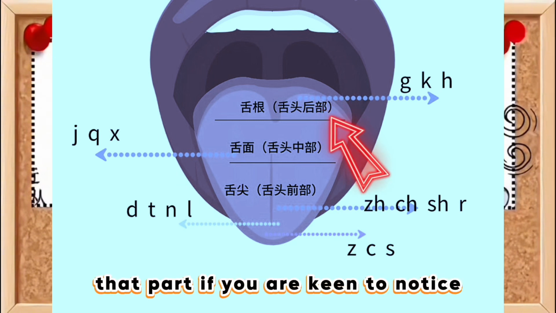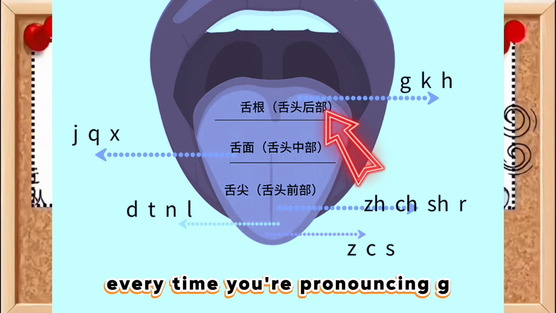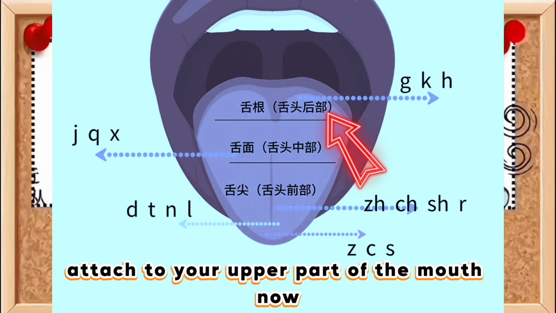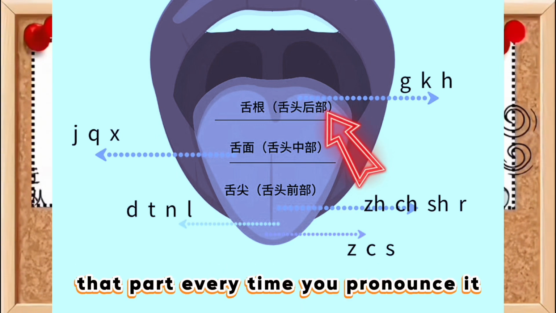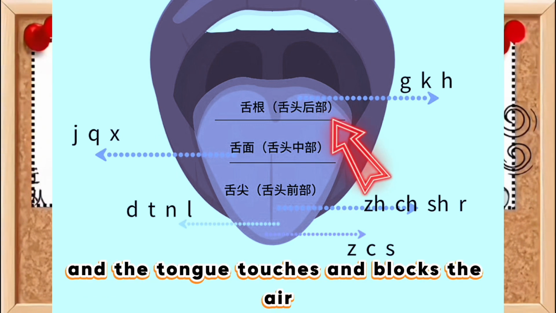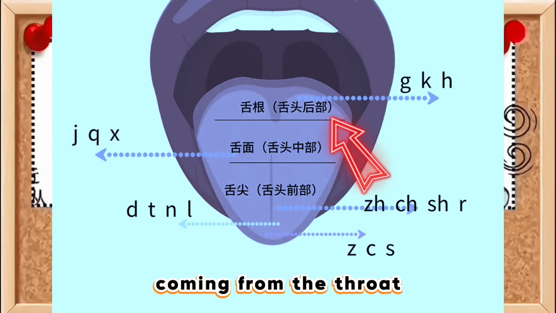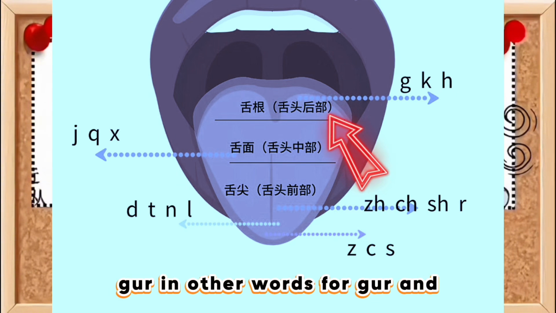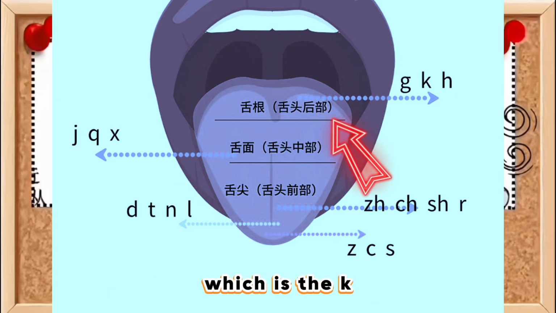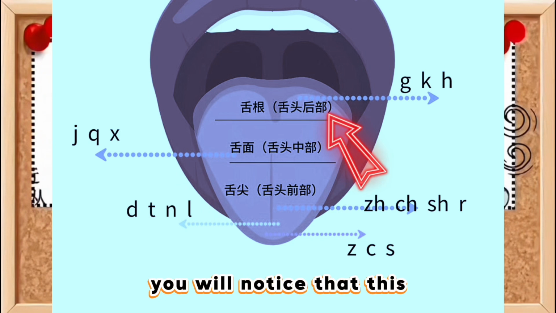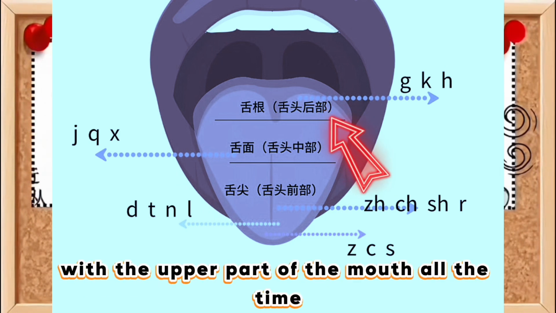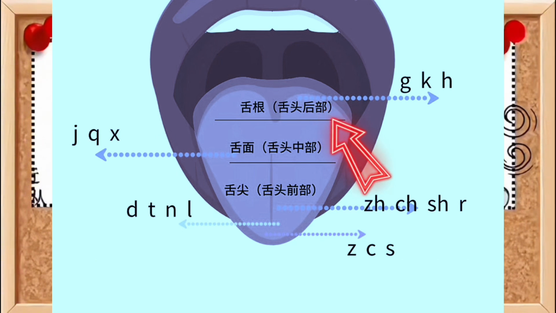Now that part, if you are keen to notice, every time you're pronouncing g, that part will raise up to touch your upper part of the mouth. Every time you pronounce it and the tongue touches and blocks the air coming from the throat, you'll pronounce that g. In other words, for g and k, you'll notice that the tongue will always get in contact with the upper part of the mouth. All the time. G, k.